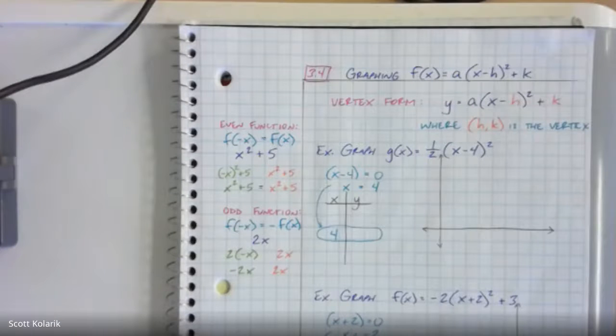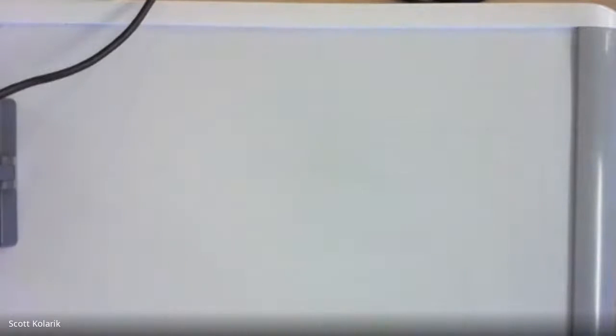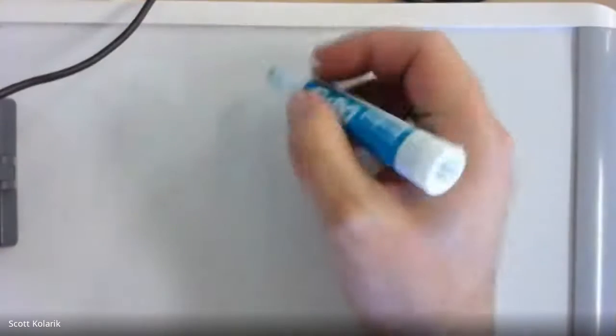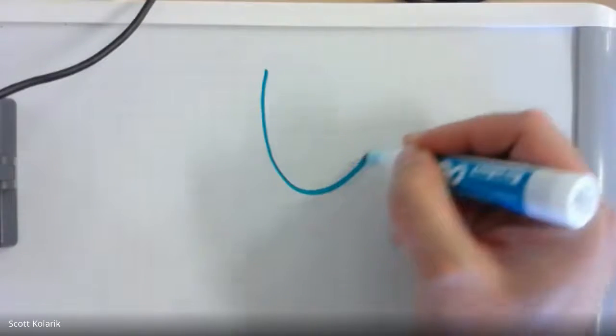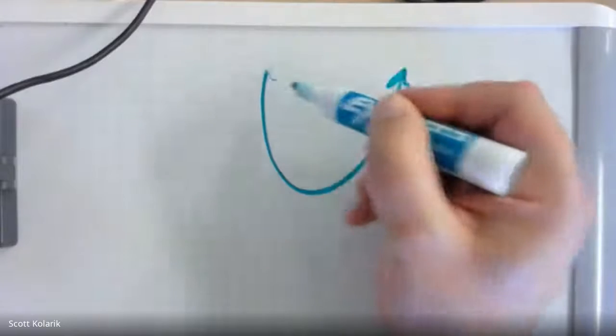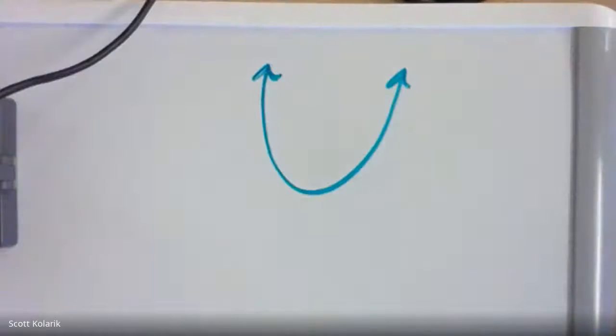But one thing mathematicians search for is limiting that work, making it more efficient. And one question they ask when it comes to graphing a parabola, a U shape, is: what's the fewest number of points I would need to graph a U shape?